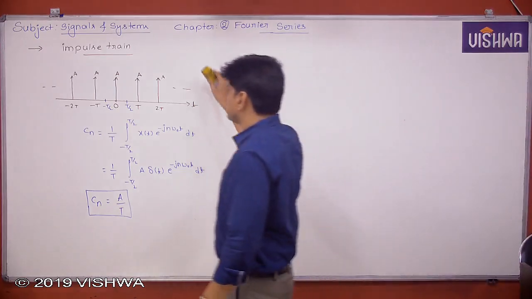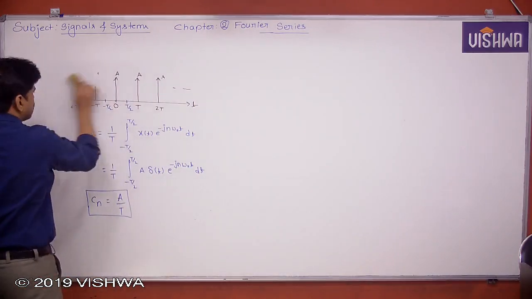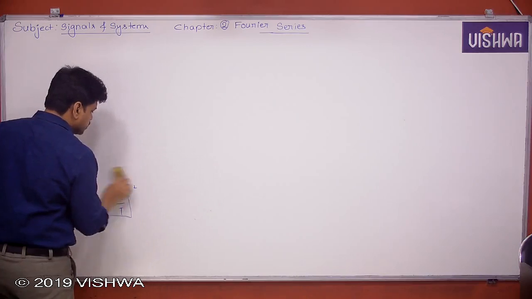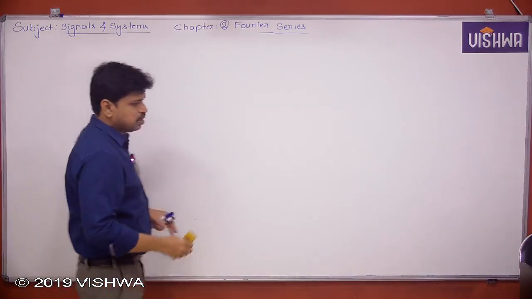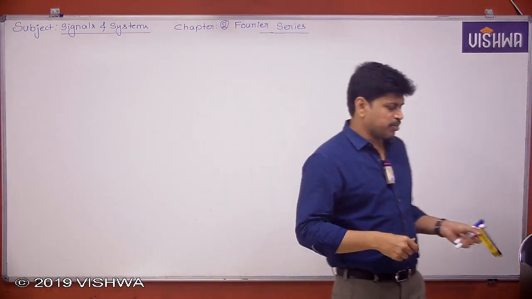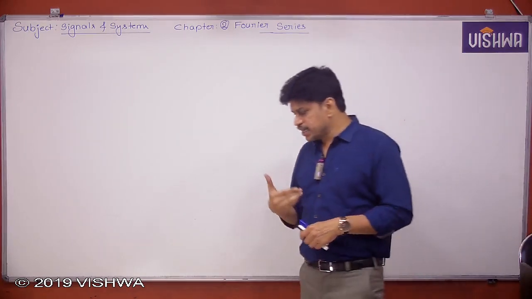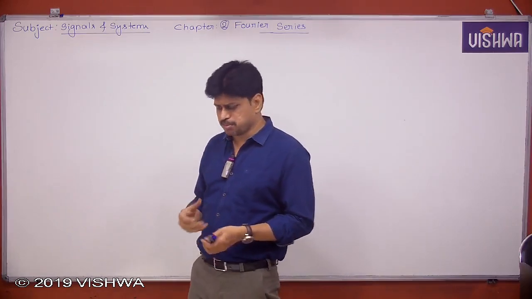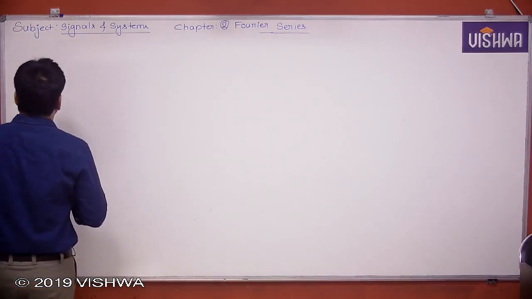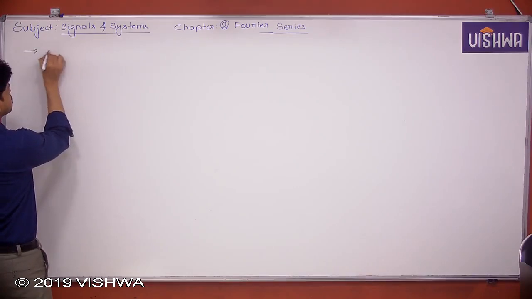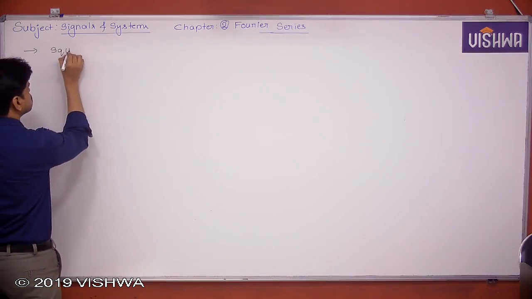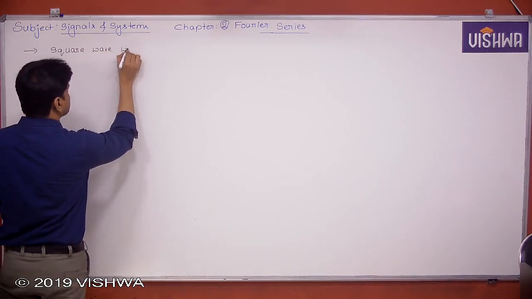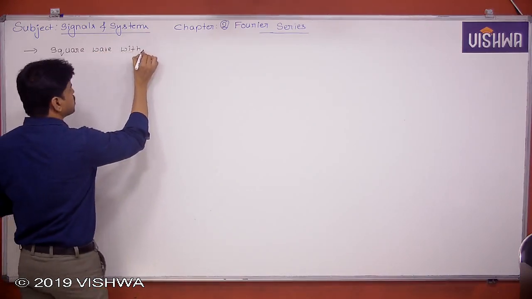Next. Till now we have considered square waves which have 50% duty cycle. What do you mean by 50% duty cycle? The on time and off time are the same. What if I take a square wave without 50% duty cycle? How to find out the Cn value? That is much simpler. Let's see. Square wave without 50% duty cycle.